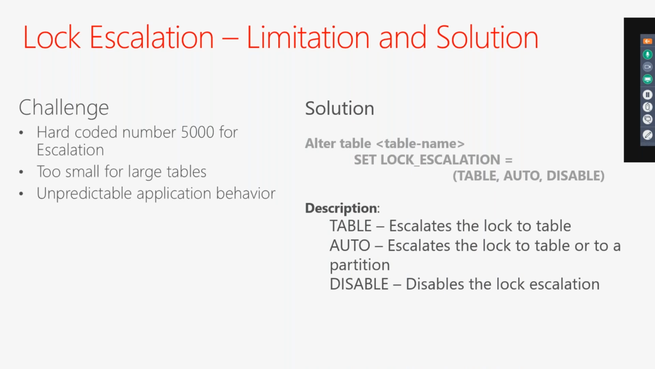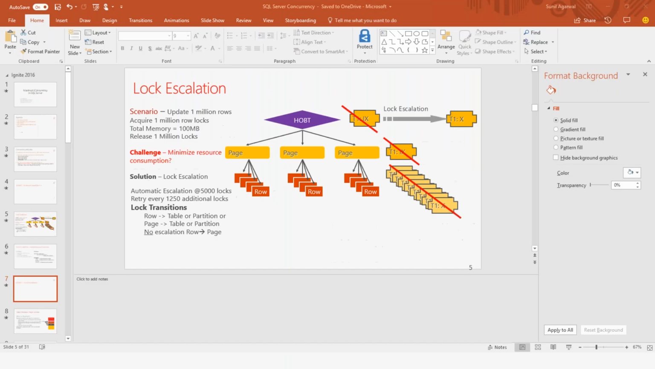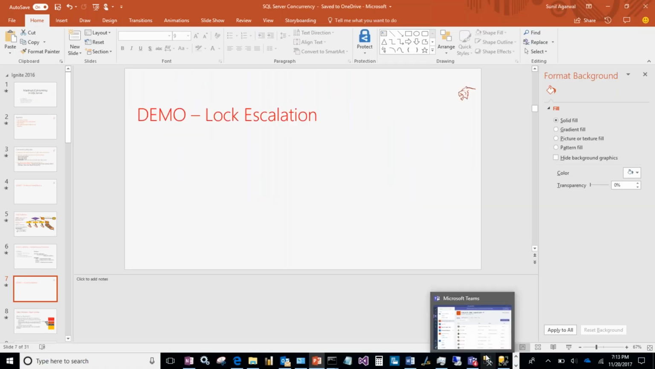So what we provided, in 2008, and I think I was responsible for this work item, is that now you can say, for this table, do not escalate, which means disable lock escalation. Or you can say my escalation is at a table level, which means I escalate from row to the table. Or if you choose auto, it can escalate to a table or to a partition level. So this is pretty much what we provide. Now let me show you a quick demo on the escalation.